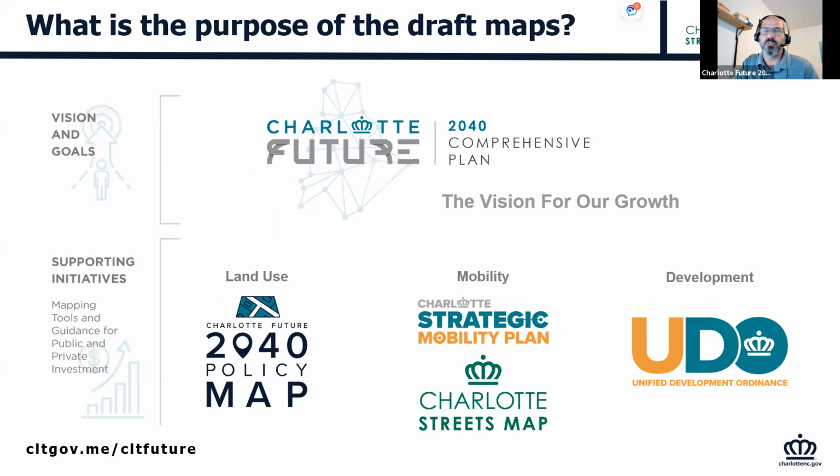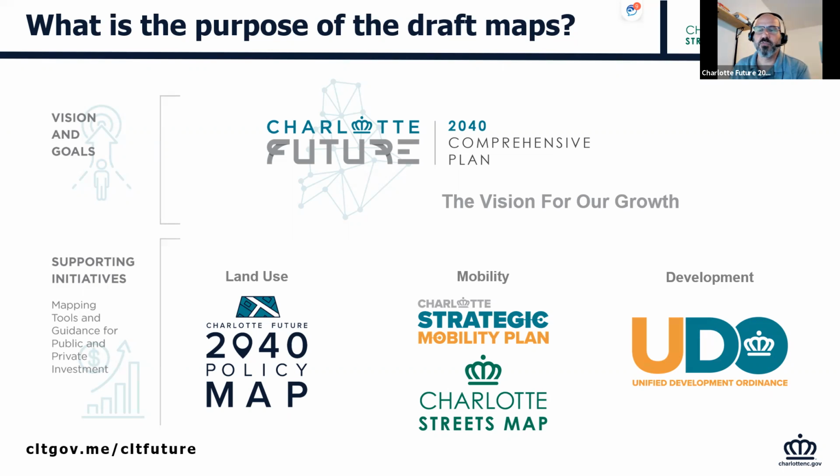So with that, let's briefly review some basic information. What is the purpose of the Charlotte Future 2040 policy map and the Charlotte Streets Map? The purpose of these two maps is to help implement the vision of the Charlotte Future 2040 Comprehensive Plan, which is the guiding document for our city's growth and development over the next 20 years. The Charlotte Future 2040 Comprehensive Plan was adopted in June 2021, and there are now several major initiatives underway to help put the plan into action that you might have heard of.